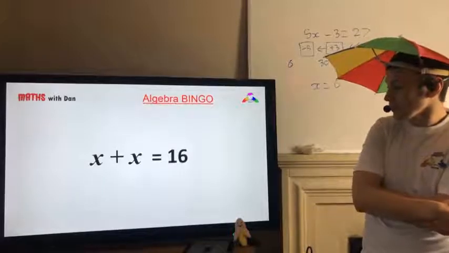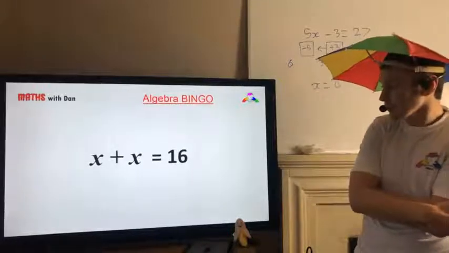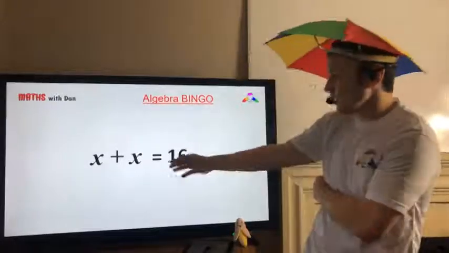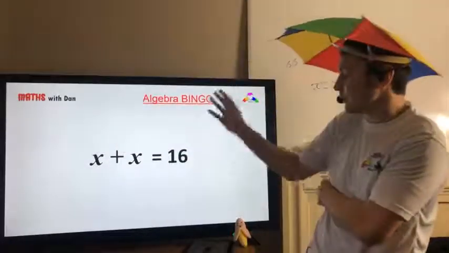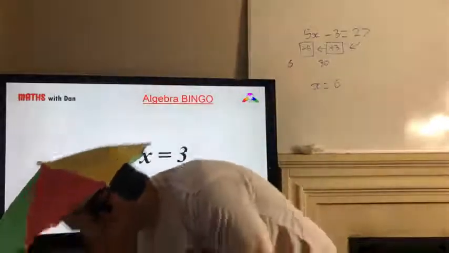Okay, so half of 16, we can half it because we've got the same number, so the same as dividing by 2 gives us 8.